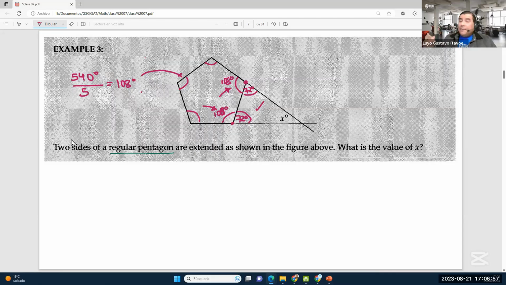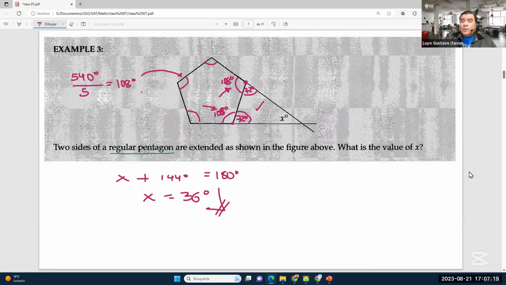So you would be having an isosceles triangle. So it's easy to see that x plus 72 times 2, that is 144, equals 180 degrees. So x equals 36. Okay? That's the answer to the question.